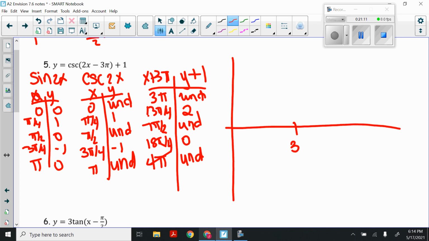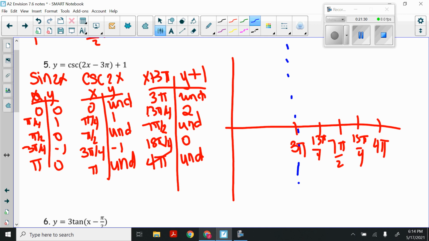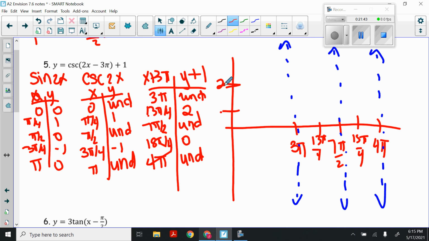So this time I'm starting out here at 3 pi. I'm stopping at 4 pi. So between, 7 pi over 2. This is my 13 pi over 4. This is my 15 pi over 4. I know that these are asymptotes. You need up to 2. So at 13 pi over 4, I'm at 2. At 15 pi over 4, I'm at 0. This is my parabola opening up. This is my parabola opening down.